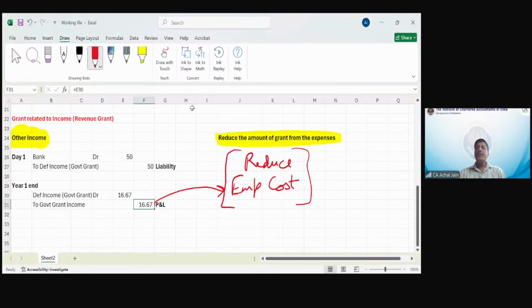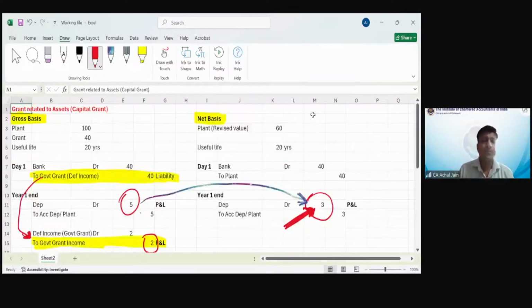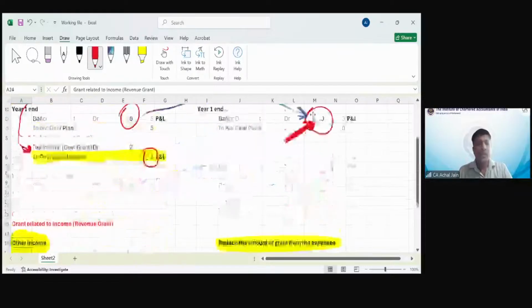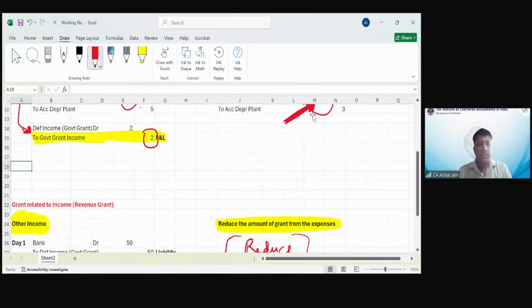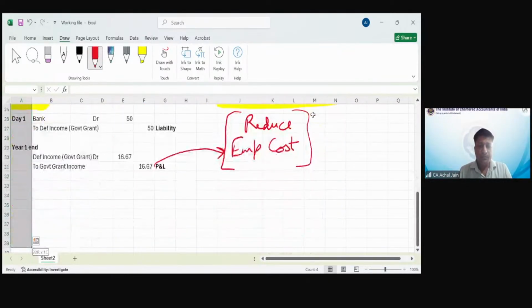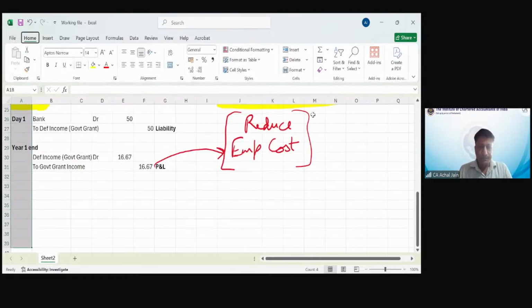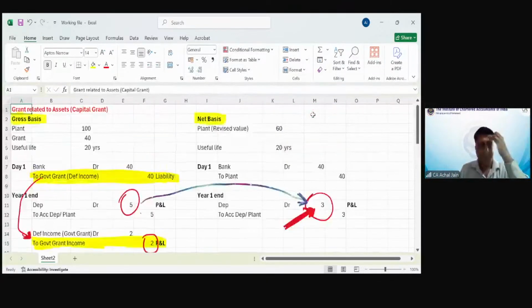Okay, now. See, there are three types of grants we have discussed. Grant related to asset, wherein we followed gross basis and net basis, correct? And then we had this grant related to income. Now, let us first of all understand the concept of refund, and that's when we'll also get on to the accounting requirements.